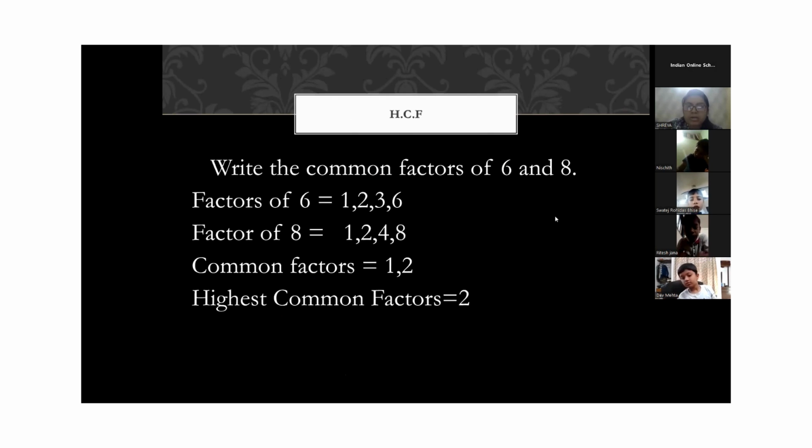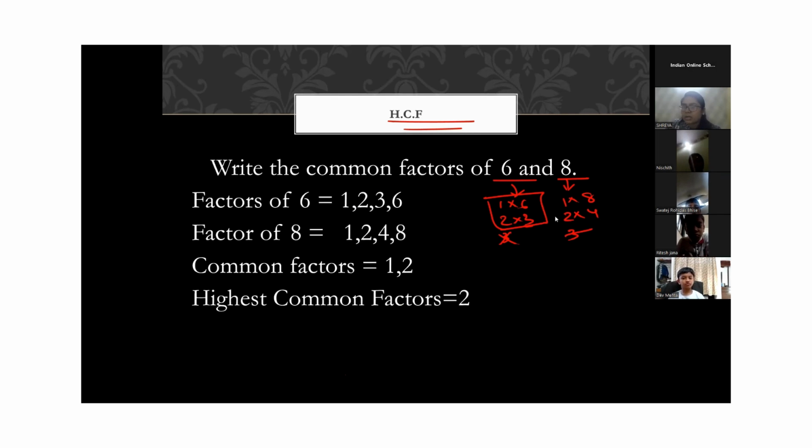Understand? Yes. Very good. Moving on to our last part, that is HCF. Our topic was LCM and HCF. You learned what LCM is. For HCF also, now you know the vital term, that is factor. So if you have to find the HCF of two numbers, 6 and 8, first I write the factors of 6. 1, 6 times. 2, 3 times. Next, 3 already written, so stop. So these are the factors of 6. Next, 8. 1, 8 times. 2, 4 times. 3, no. 4 already written, so stop. These are the factors of 8. Okay, students?